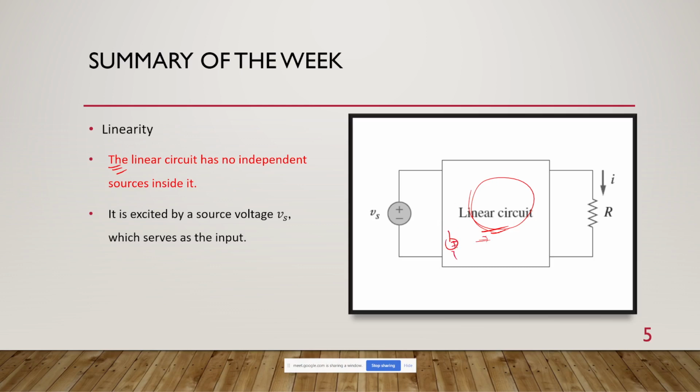Basically, there can be no voltage or current sources here. You cannot have such things inside a linear network, because then in that scenario it will become non-linear. Because you know that a voltage source is a non-linear element, isn't it? You must have seen this.